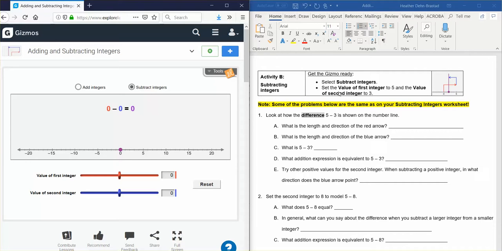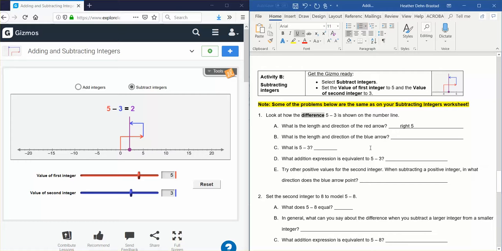Alright, so we are going to set the value of the first integer to 5. You can do that by typing in the box. And the second integer to 3. You can do that by sliding, or you can use the box. So here I have 5 minus 3. We can see that the red arrow, we started at 0 and we went to the right 5 units. So we went right 5.